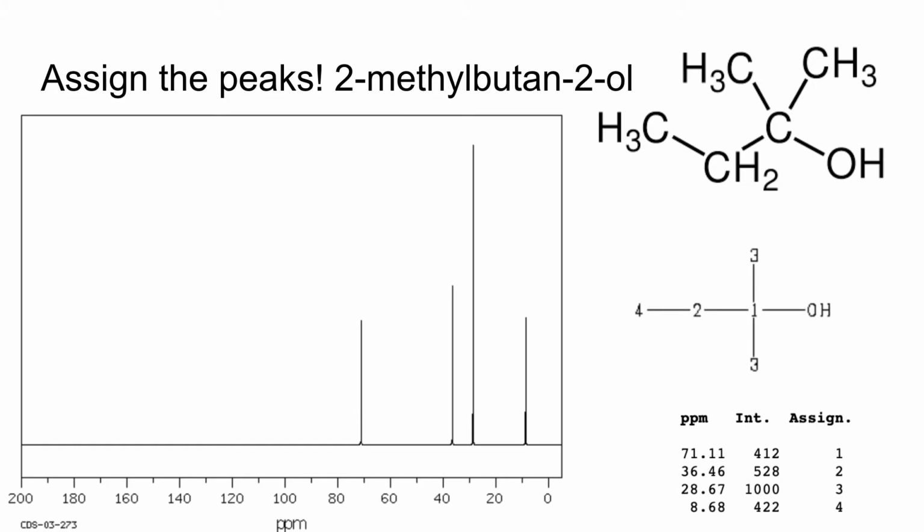Okay, so we assigned the peaks. We found that those methyl groups, because they're better shielded with those extra hydrogens nearest the carbons, are more upfield. And then we have the carbon furthest away around 10 ppm. Pretty much, you would call both of those methyl groups carbon 3, just because they're the same.